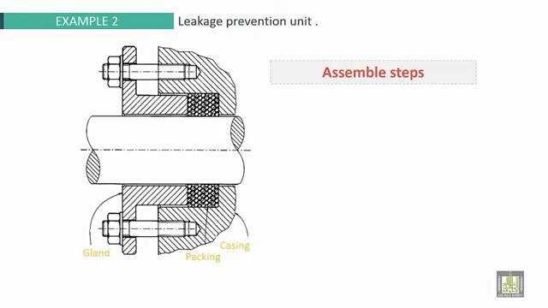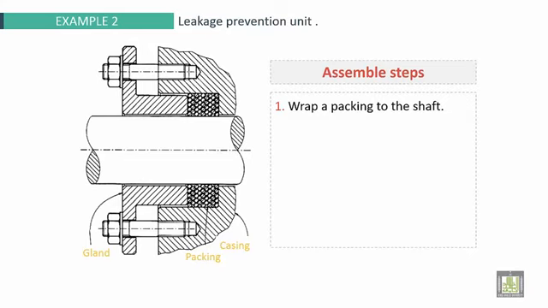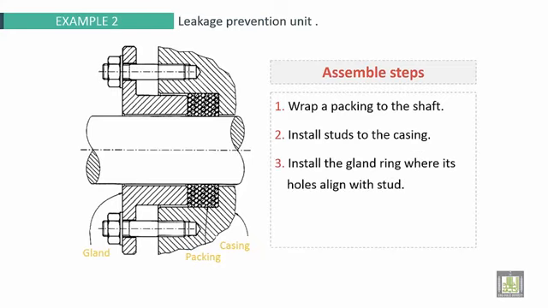Example 2, leakage prevention unit. The assembly steps are the following. First, wrap a packing around the shaft. Next, install a stud to the casing here. Third, install the gland ring where it holds. Align with the stud. Install this gland as a cover, and align it with the stud holes. Fourth, place the washer and tighten the nut.